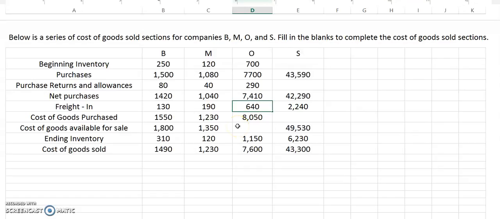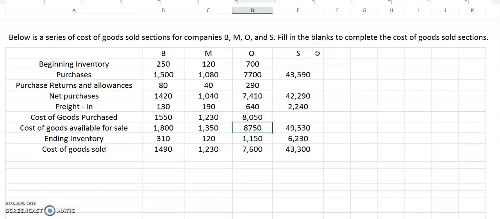Now the last thing we have to do for company O is to figure out the cost of goods available for sale. To figure out the cost of goods available for sale, we will take the cost of goods sold and add the ending inventory, giving us a total of $8,750. The last company that we need to do the cost of goods sold for is Company S.